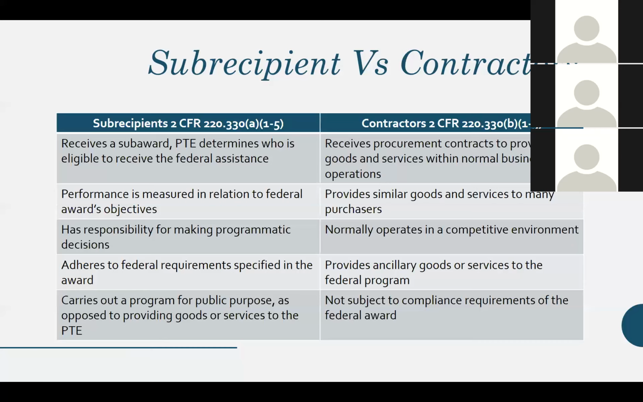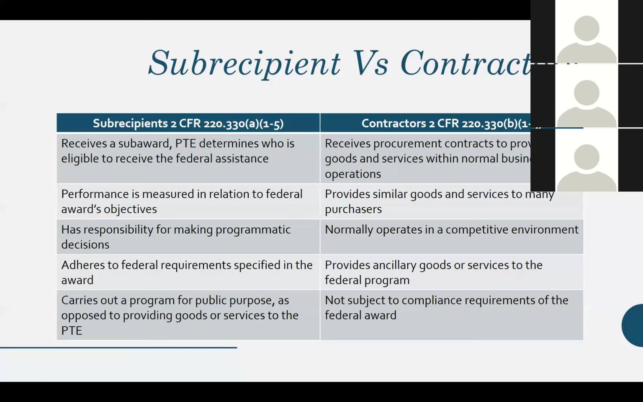And once again, it carries out a program for a public purpose as opposed to providing goods or services to the pass-through entity. So if you recall, way at the very beginning, we talked about the differences between federal assistance and federal acquisition. One of the key delineators is the purpose. And so you see that literally called out here in the uniform guidance. Is this program for a public purpose as opposed to providing goods and services?